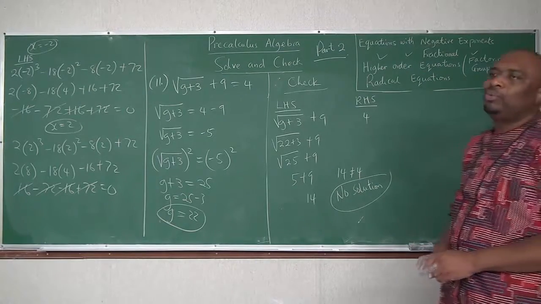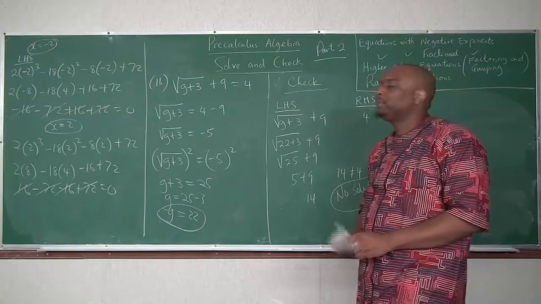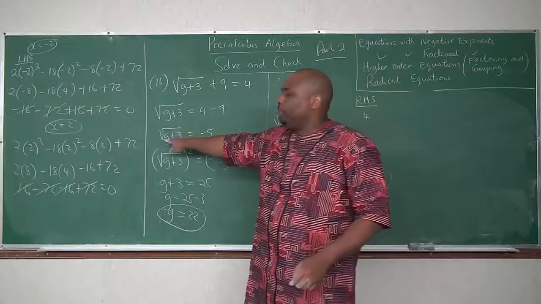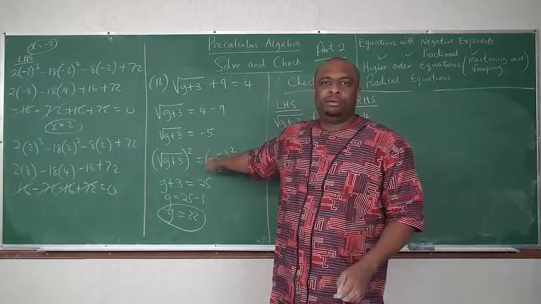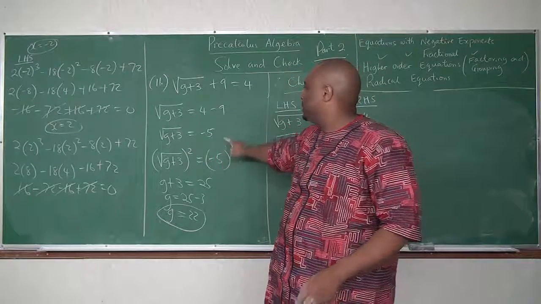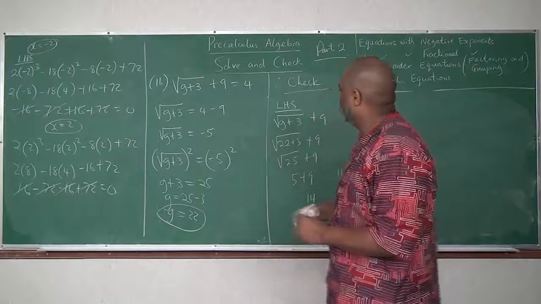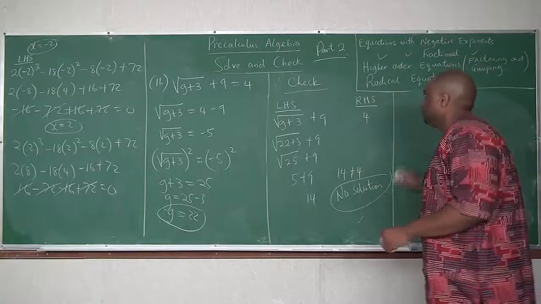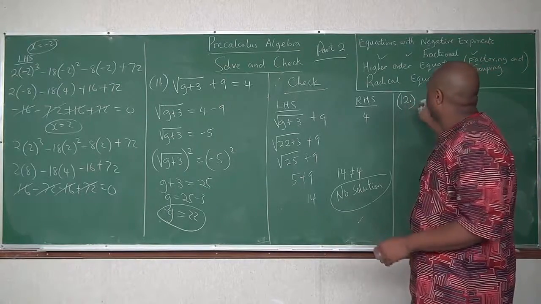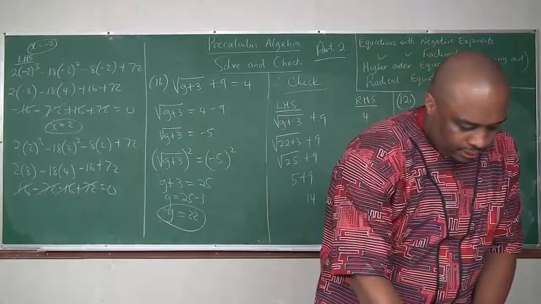Okay? There's no way that a positive square root or principal square root of something will give you a negative number. No, it's not gonna work. Okay? So just take note of it. There's no way. Okay? So we do question 12. Question 12. Check this off.